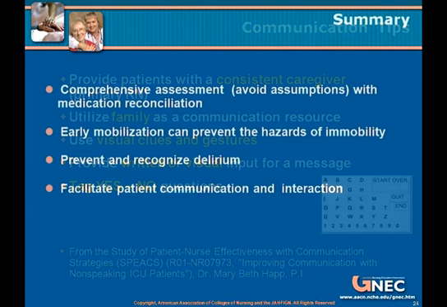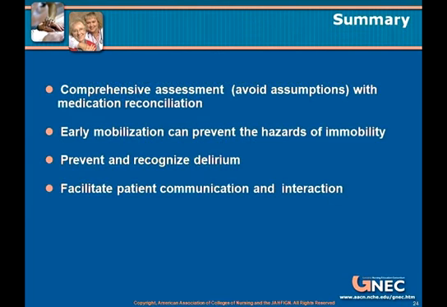The main points are that older adults can have good outcomes from a critical illness. It's important to have a comprehensive assessment without assumptions that includes medication reconciliation. The second important point is to prevent and recognize delirium, facilitate communication and engagement throughout the critical illness experience, and to mobilize and exercise patients early and often.